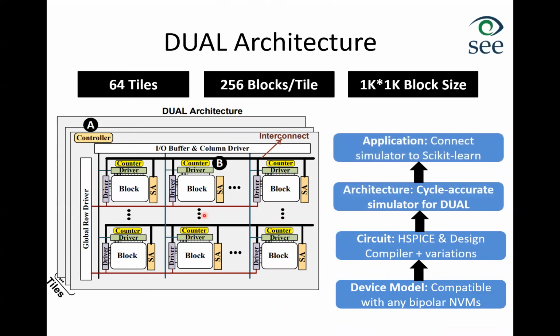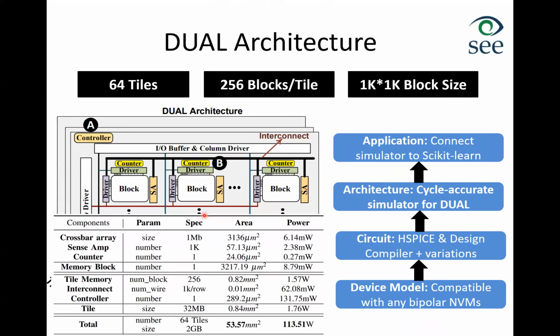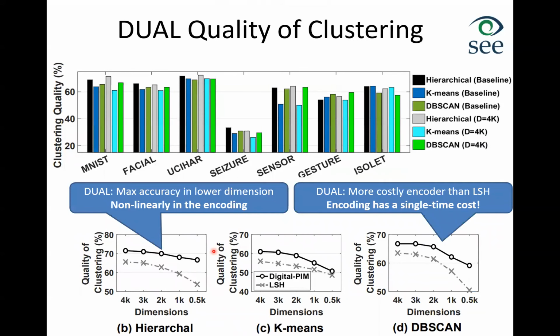Our approach goes from the device up to the application. We do circuit simulation, then we give it to the cycle-accurate architecture simulator we designed, and we connect it to applications like scikit-learn in order to directly run clustering algorithms on our architecture and emulate the functionality of DUAL, which is our architecture. This is the specification of our processor, like chip 2, which I'm not going to go into the details of.